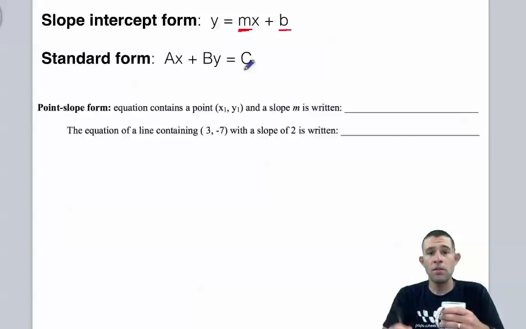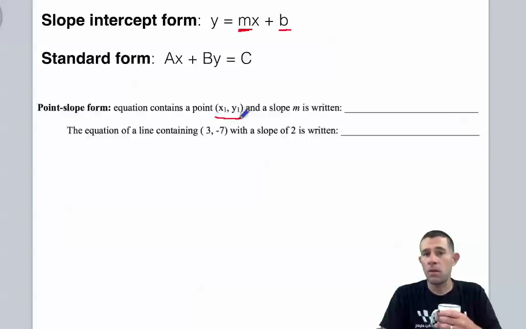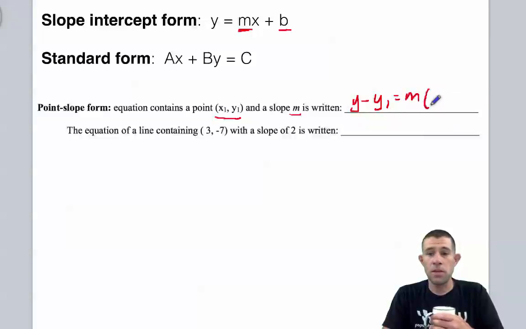Well, today we're going to get a third form. This is called the point-slope form of an equation of a line, and it simply contains one point, x sub 1, y sub 1, and the slope. And it's written like this: y minus y sub 1 is equal to m, the slope, times the quantity of x minus x sub 1.